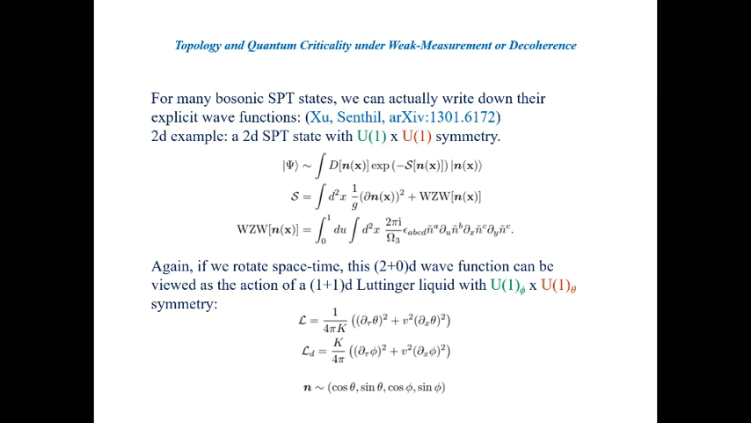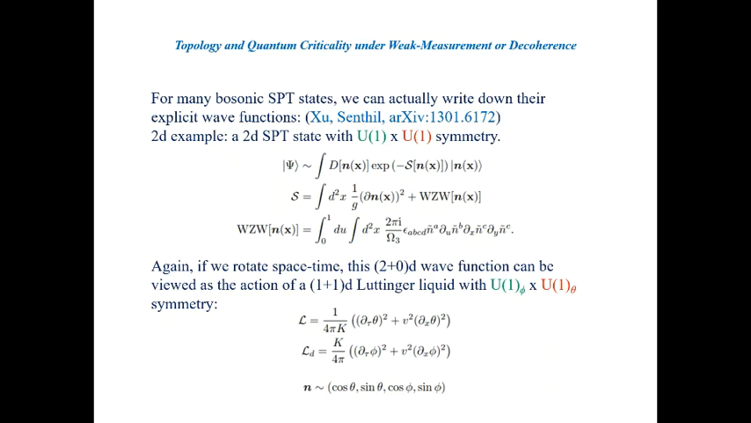For a two-dimensional SPT state with a U1 cross U1 symmetry, the ground state wave function is a superposition of configurations of a vector n, which is a four-component vector. The first two components rotate under the green U1, and the second two components, n3 and n4, rotate under the red U1. This is the wave function for the SPT state: a superposition of configurations of the n vector, weighted by a two-dimensional Wess-Zumino-Witten term.